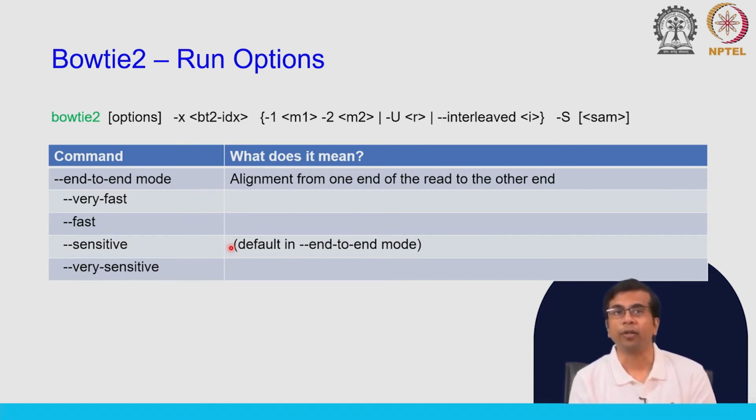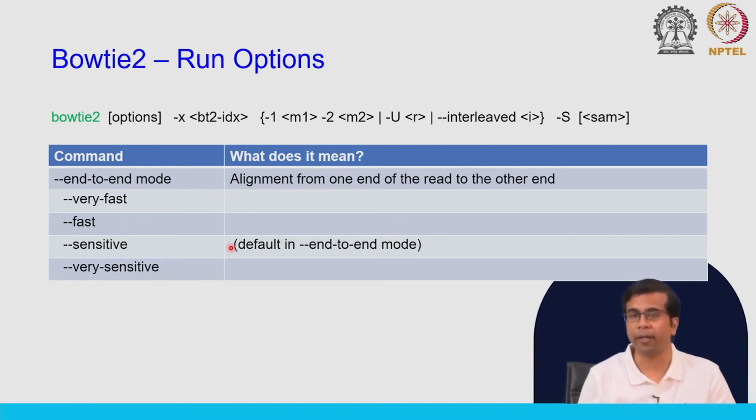Inside this end to end mode, you can also say --very-fast, --fast, or --sensitive, or --very-sensitive. What does it mean? Very fast means you want a very fast mapping, because you are dealing with a huge amount of data. So, you want to do this very quickly, but in the process you are willing to sacrifice certain accuracy.